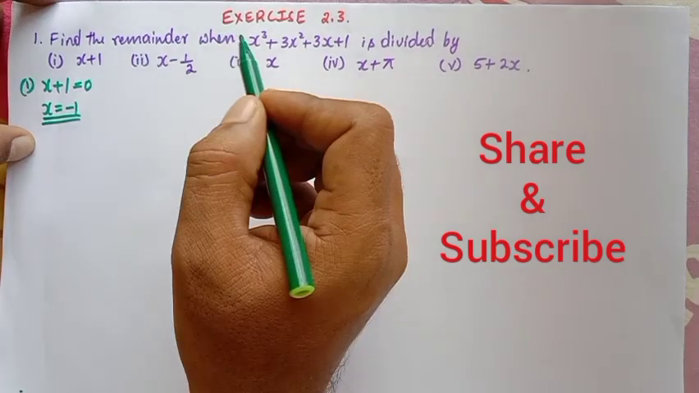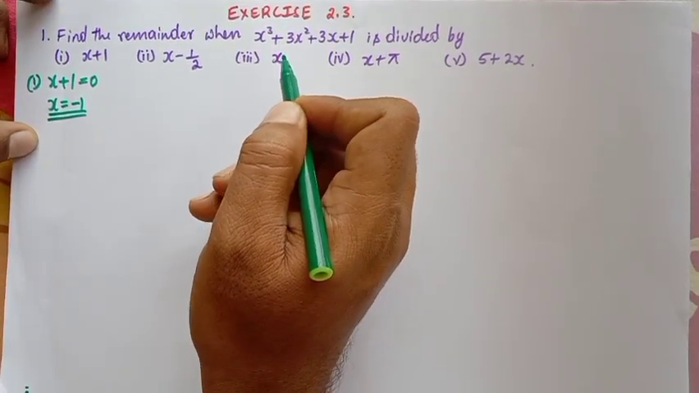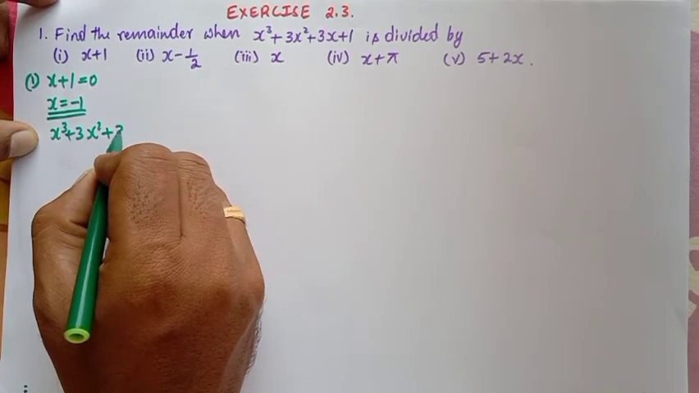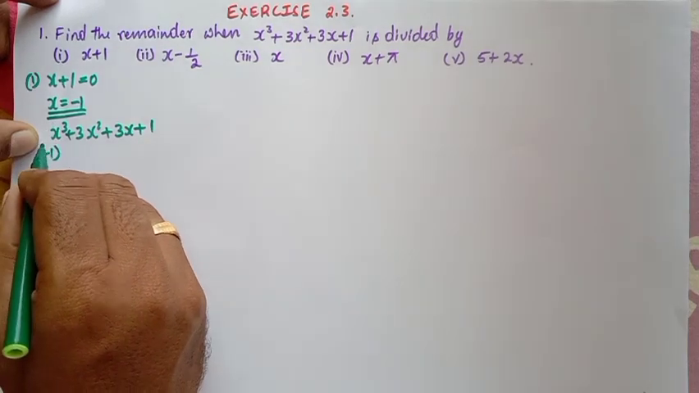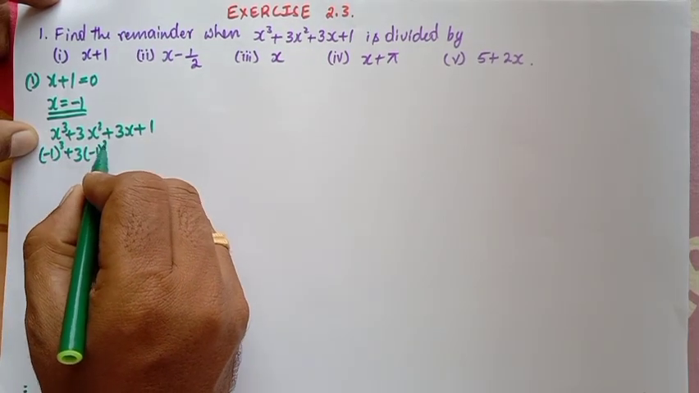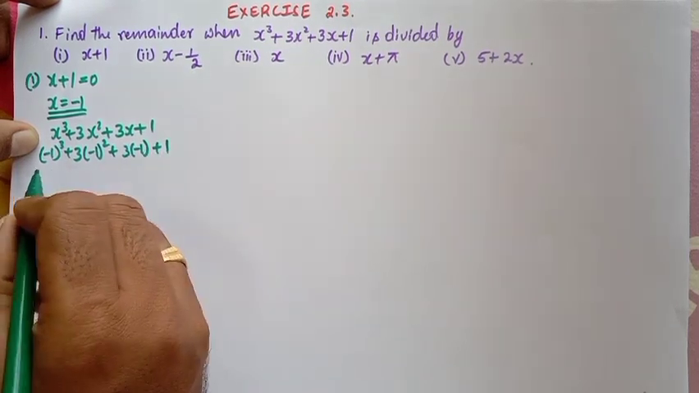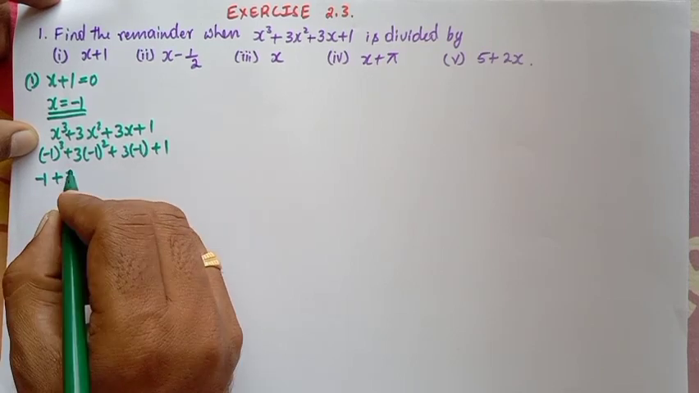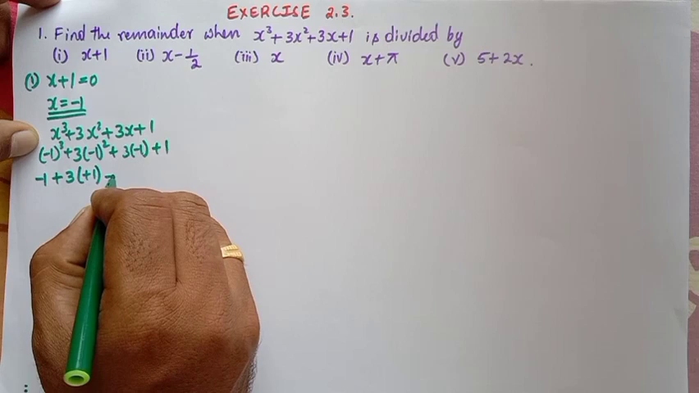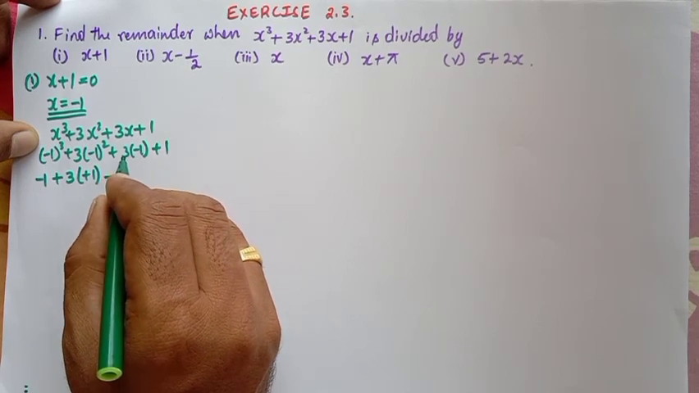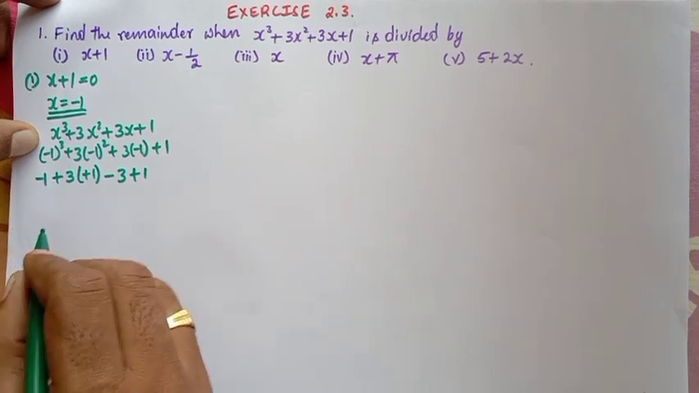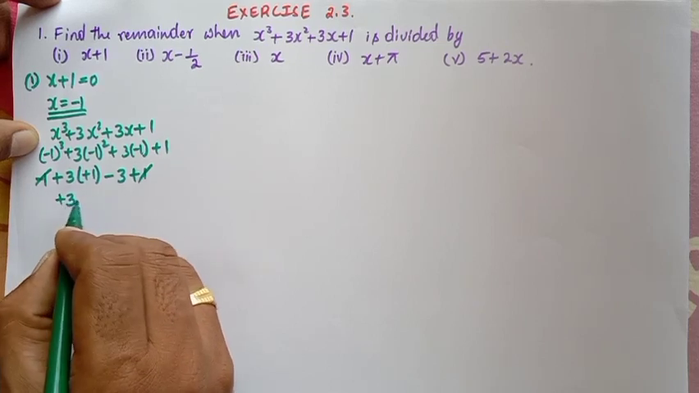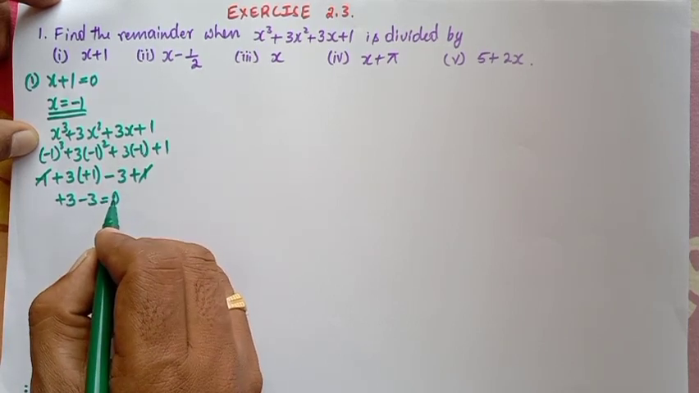So let us substitute this value in the given polynomial x cube plus 3x square plus 3x plus 1. So minus 1 whole cube plus 3 into minus 1 square plus 3 into minus 1 plus 1. So minus 1 cube is equal to minus 1, plus 3 into minus 1 whole square is plus 1, plus into minus is minus 3, 3 ones are 3, plus 1. So here minus 1 plus 1 cancels. Here 3 plus 3 minus 3 is equal to 0.